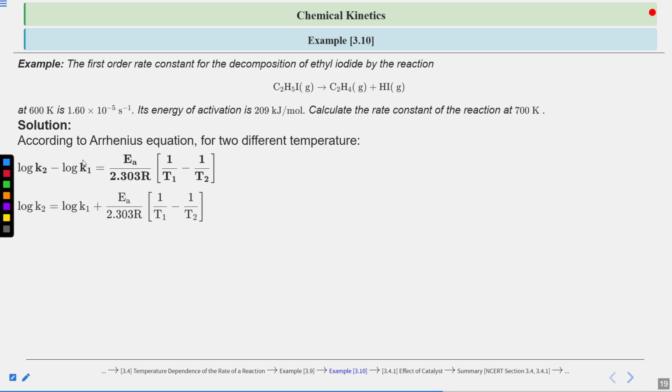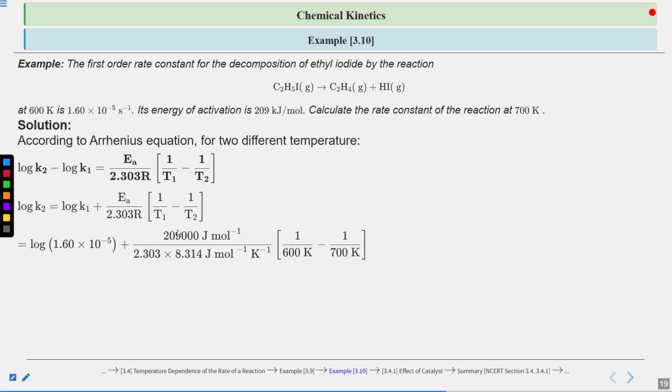Now, take this log K1 from the left to the right hand side. So log K2 will be equal to log K1 plus EA upon 2.303 R times 1 by T1 minus 1 by T2. Now, K1 is already given, which is 1.60 times 10 to the power minus 5, the rate constant value. So log of 1.6 times 10 to the power minus 5 plus EA, the activation energy, is already given as 209 kilojoule. You have to convert it into joules.